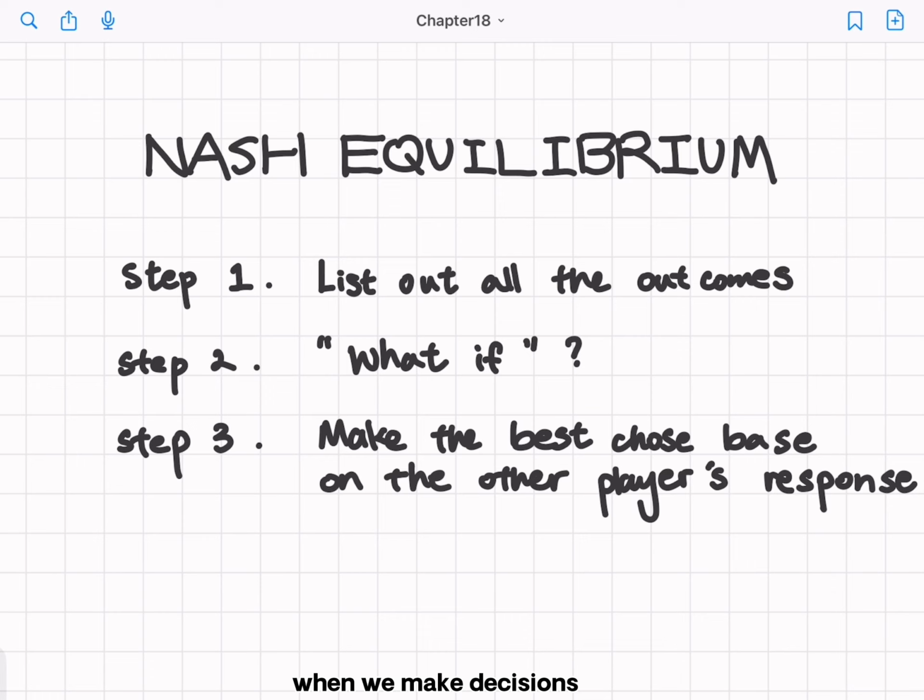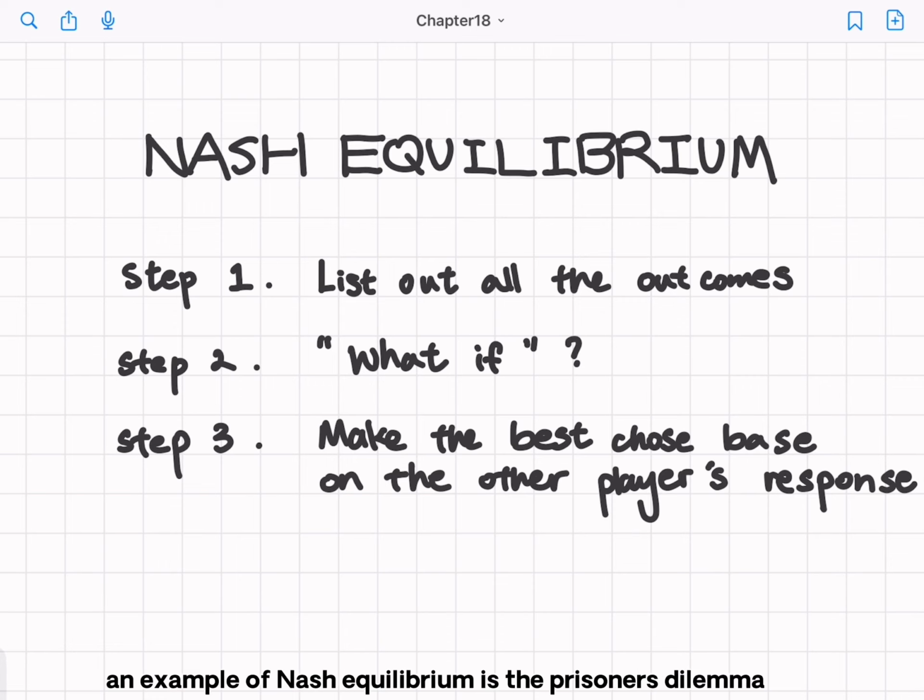When we make decisions, we often choose the most beneficial outcomes for ourselves rather than what is most beneficial for all. That means we can often reach a Nash equilibrium in a prisoner's dilemma, which is a failure to cooperate, resulting in a worse outcome. The way to examine a Nash equilibrium is through building a payoff table, where we would first list out all the possible outcomes and then think in terms of what-ifs and make the most beneficial decisions based on the other's move. An example of Nash equilibrium is the prisoner's dilemma.